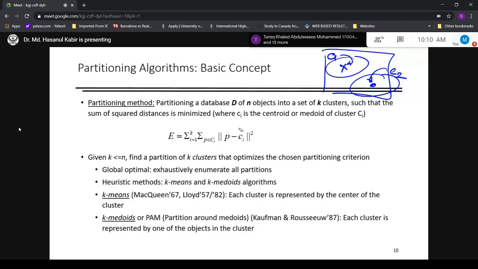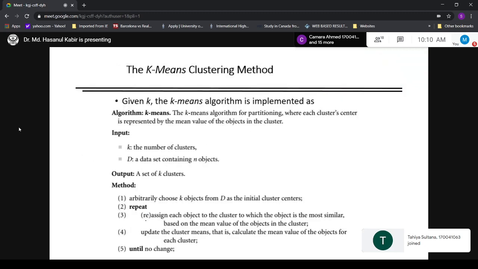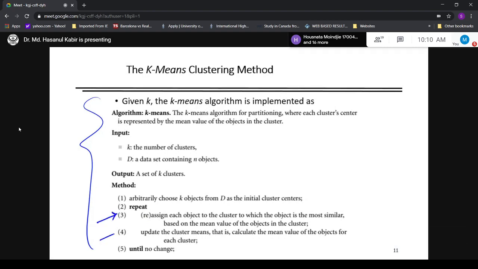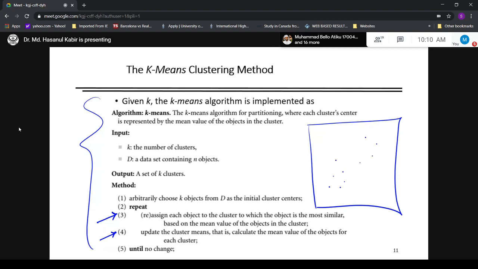We'll be talking about two partition algorithms. The first one is the K-means algorithm, and the second one is the K-medoid or partition around the medoid. Up to this we have finished in the previous class. So let's see what the K-means algorithm is going to do. I have given the whole pseudocode here, but we just have to keep focused on these two steps. Let's say this is your whole space. You have a lot of data over there, something like this.